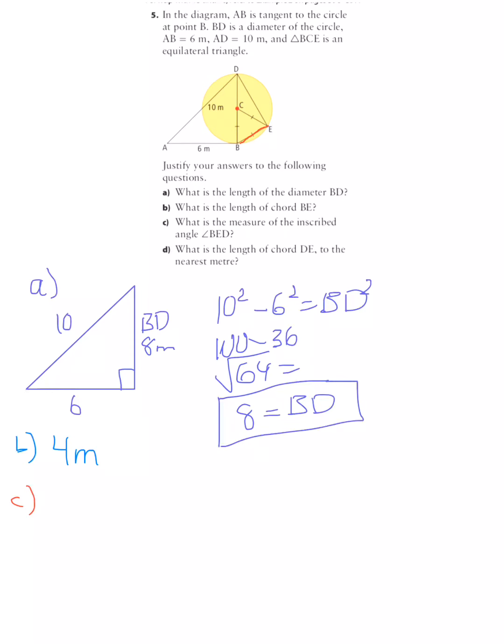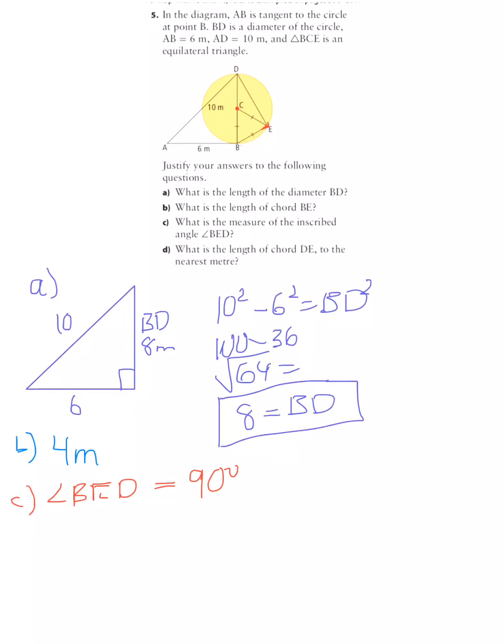So this angle here, well, that actually also has to be 90, right? Because we have the central angle, that's 180, and then the inscribed angle is going to be half of that. So angle BED has to be 90 degrees.